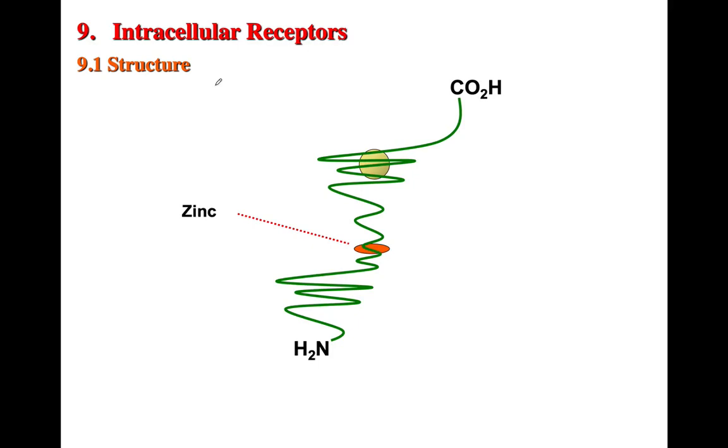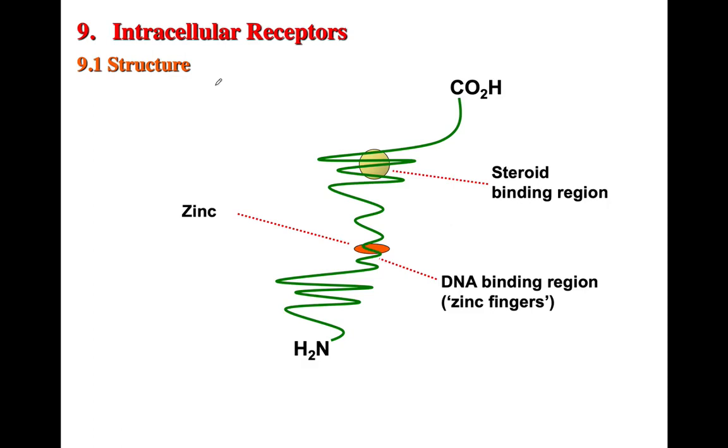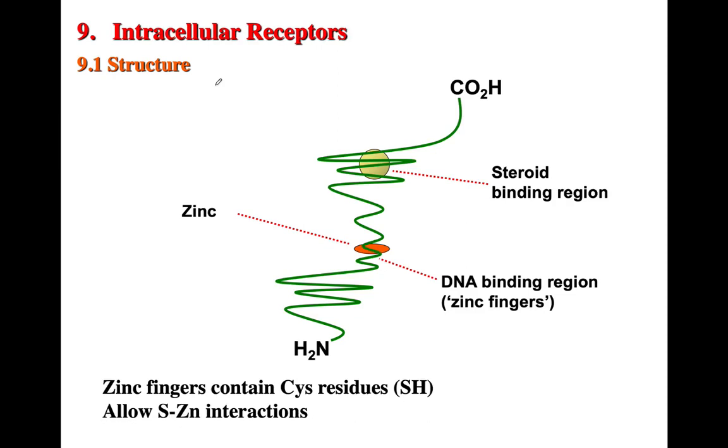oftentimes you have a zinc that's present there. You have a DNA binding region that has a zinc finger. Then you have a steroid binding region. And then the zinc finger contains cysteine residues, and the presence of the zinc facilitates the conformational organization of the particular protein. It is going to allow for interaction between the sulfur and the zinc.